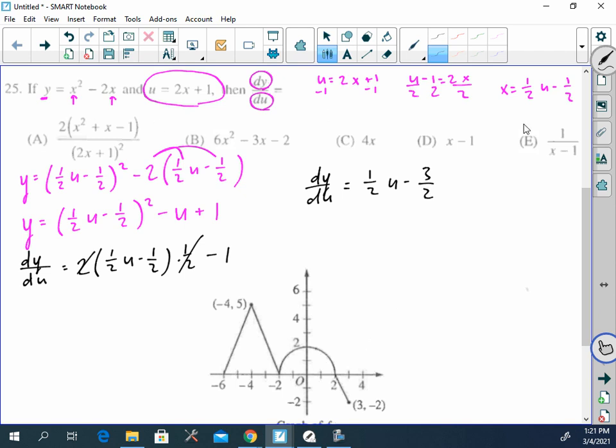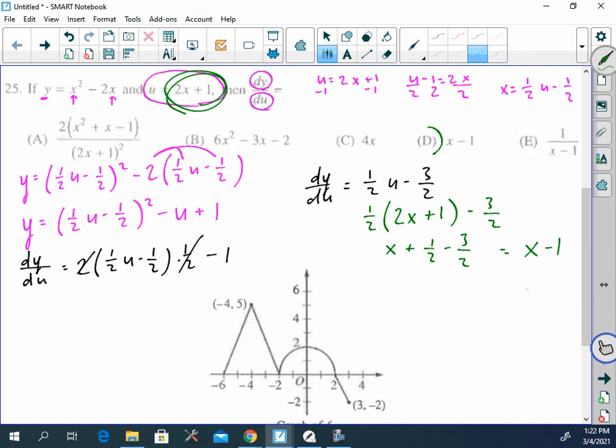If I look at my answers, they're in terms of x, so we have to plug this back in for u. So we have 1/2, and instead of u, 2x plus 1, and then a minus 3/2 out back. Distribute, we get x plus a half minus 3/2, so that's going to be x minus 1.